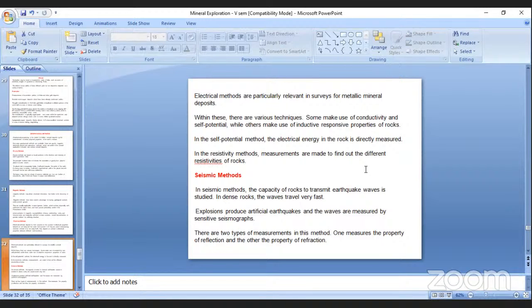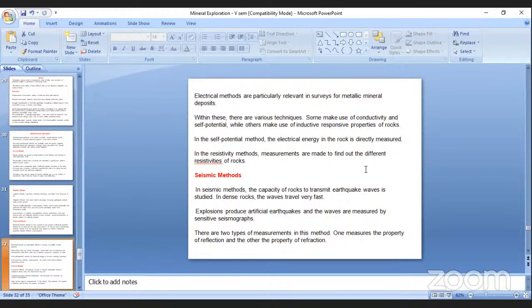We take the measurements, and for those rocks, based on how much resistivity they have, we can estimate, or come to the conclusion, which type of rock formation is there and which type of ore deposits it has. And there are various techniques in this one. Some make use of the conductivity and the self potential, while others make use of inductive response properties of rocks.